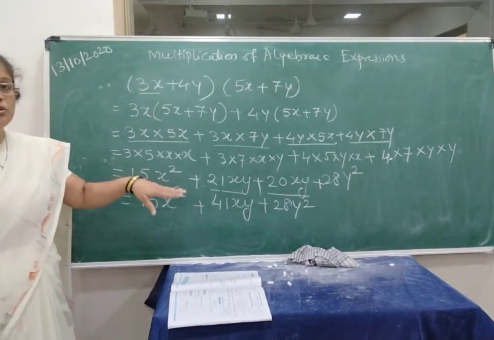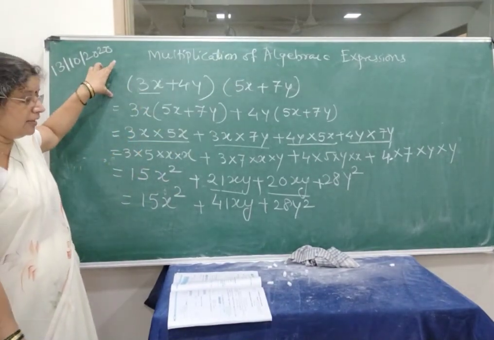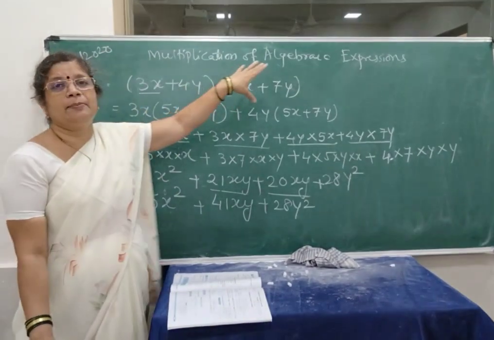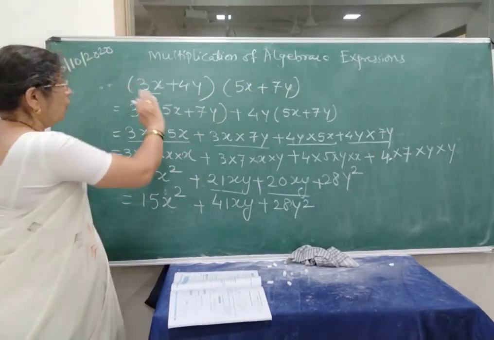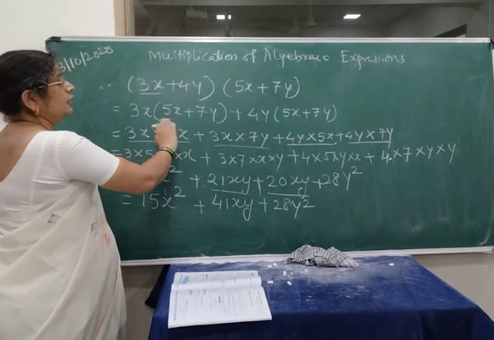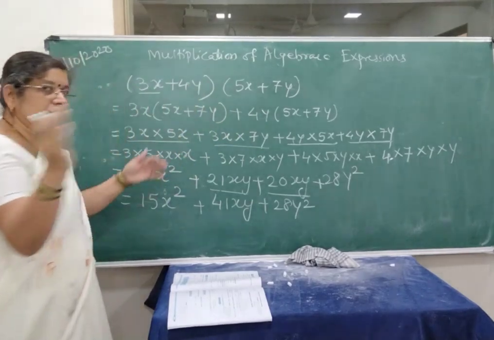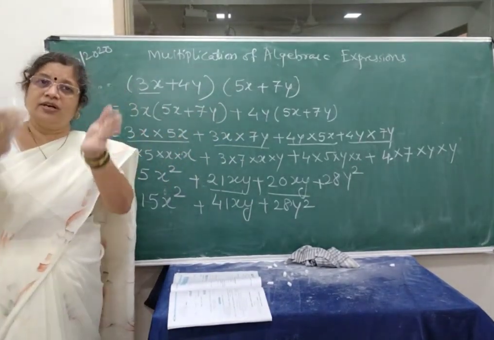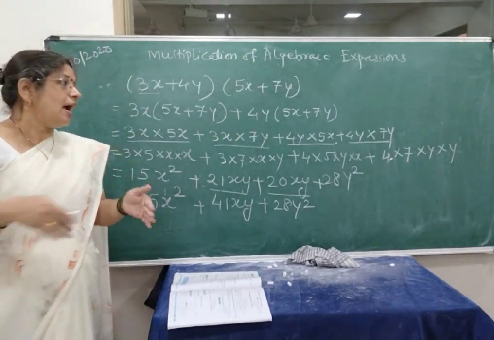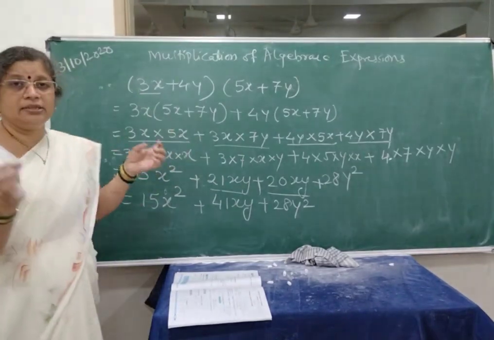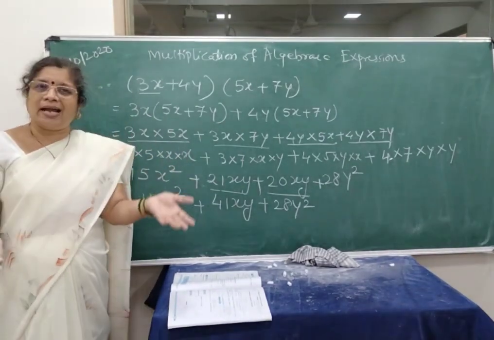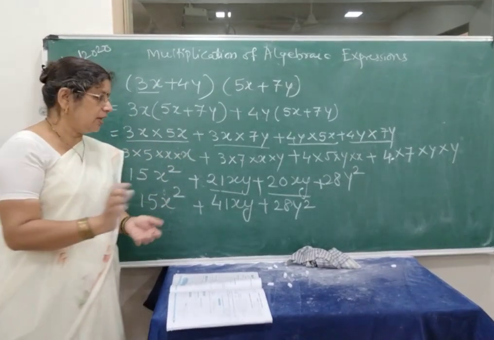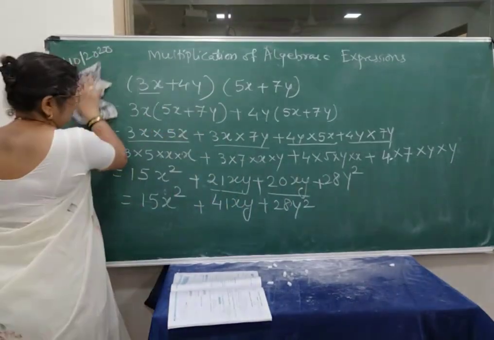Okay, understood? This is how a binomial is multiplied by a binomial. It means one to one you have to multiply, then open the bracket, bring the coefficients together first, then write the variable and then go on. Then if you get like terms, then add or subtract accordingly. Okay, this is one example.